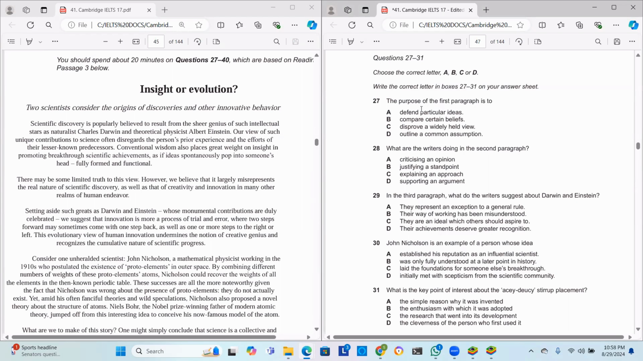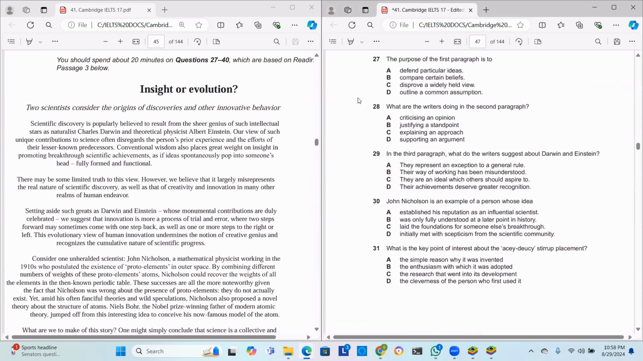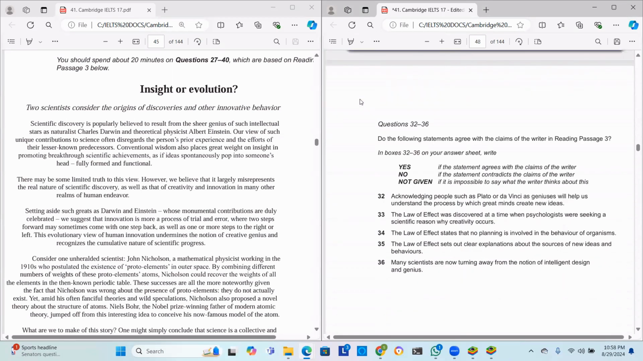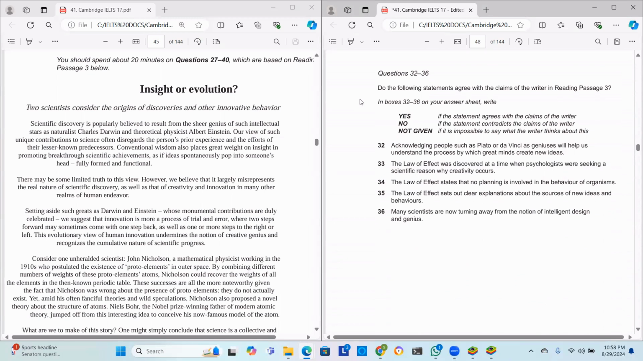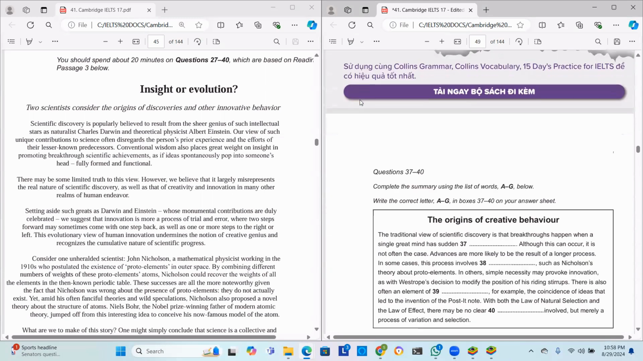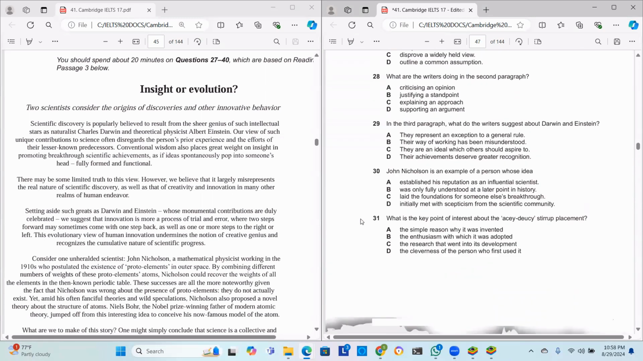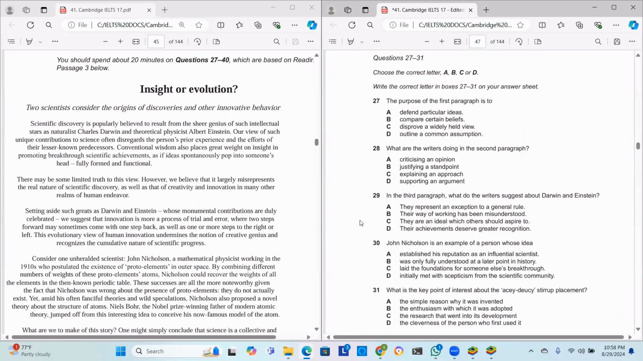In this, we have questions 27 to 31. They are multiple choice questions, right? And from 32 to 36, it's yes, no, not given. And 37 to 40, they are fill in the blanks. But these fill in the blanks are a bit different, as you have some options here and you need to select from these options. Okay.